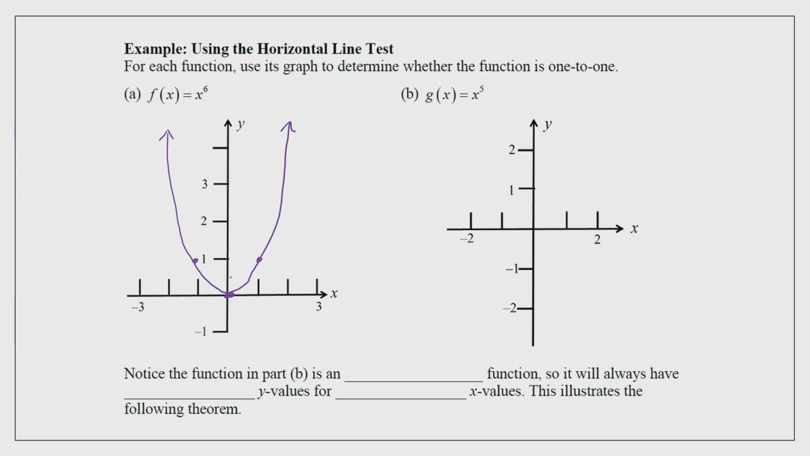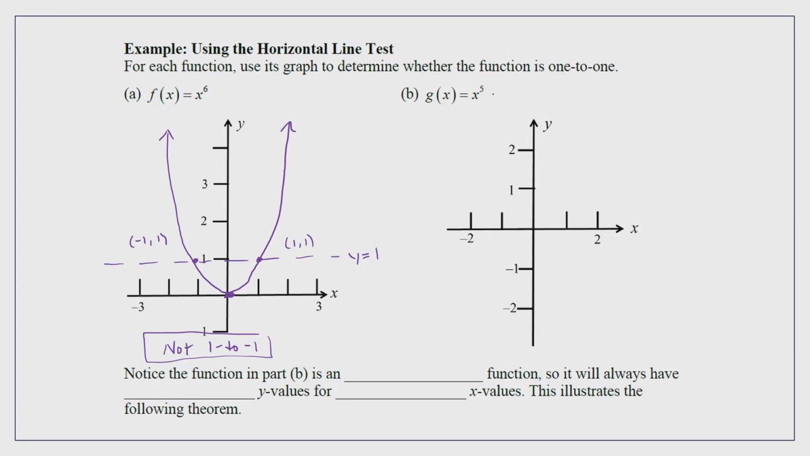To determine whether this is one-to-one, we're going to draw a horizontal line, similar to the vertical line test. This is the line y equals 1. It crosses the graph at the point (-1, 1) and at the point (1, 1). Therefore, this function is not one-to-one.